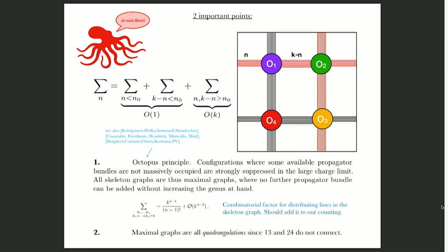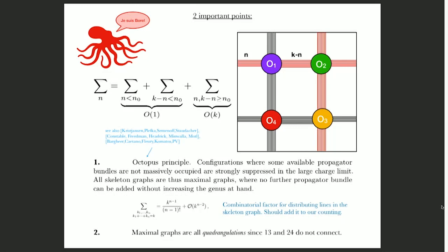So the punchline then is that all graphs that we need to worry about are maximal, in the sense that there are no more tentacles that can stretch. And they are all quadrangulations. Why quadrangulations? Because remember that 1 cannot talk to 3. So they want to stretch as much as possible, but they are quadrangulations because operator I only couples to I plus 1.